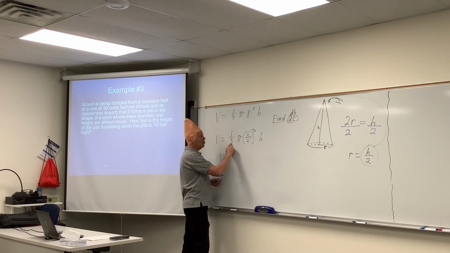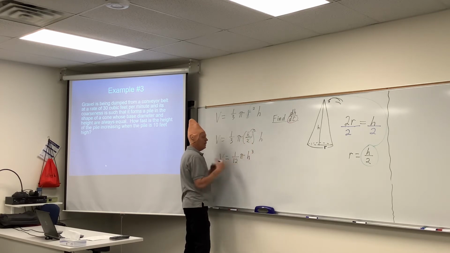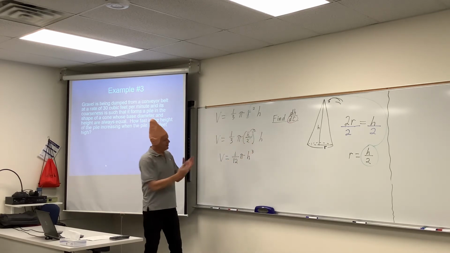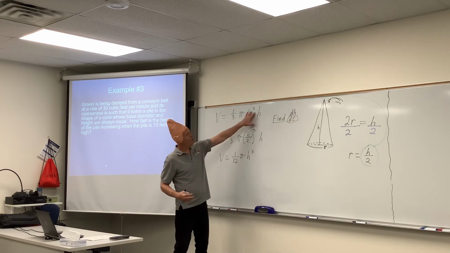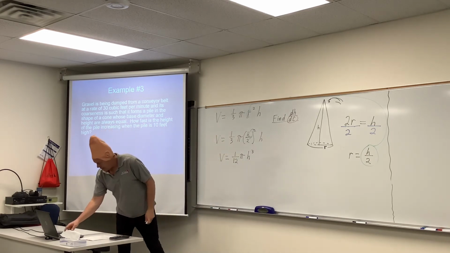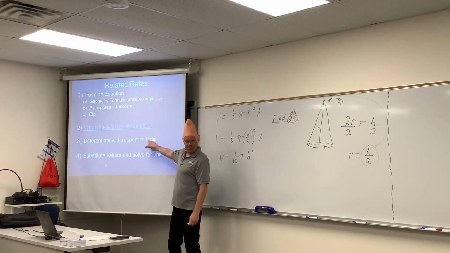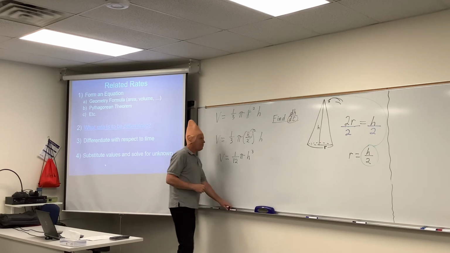So numerically, this would be a 1/12, 2 squared 4 times 3, 1/12 pi, and when you drop the squared on the h, that becomes h squared times the other h that's in the formula, h cubed. Yay, one variable on that side of the equation. So rather than getting to do the product rule, we're down to just a single variable. That will indeed make it much simpler for us to differentiate with respect to time.